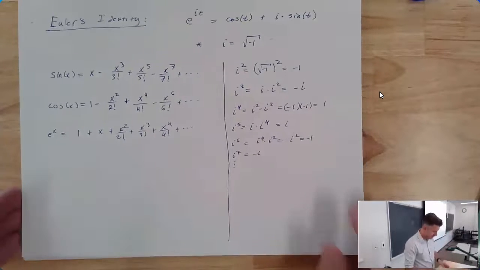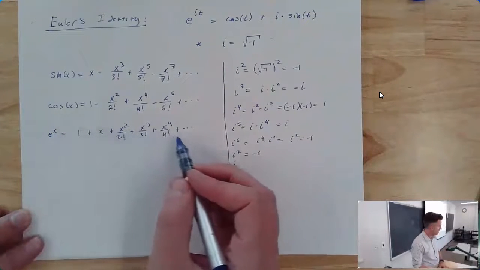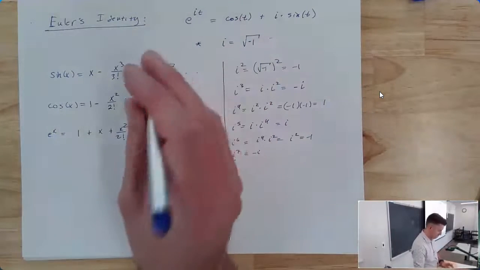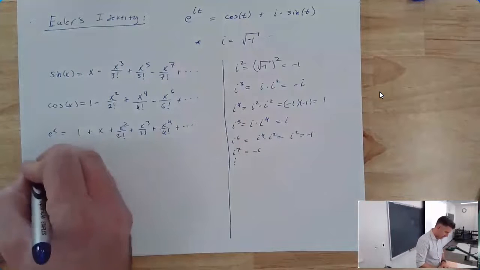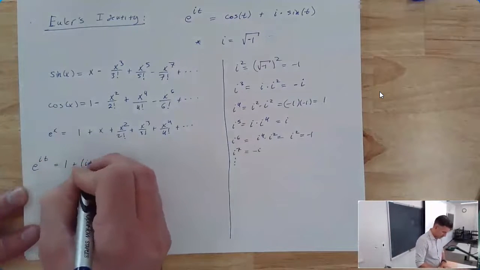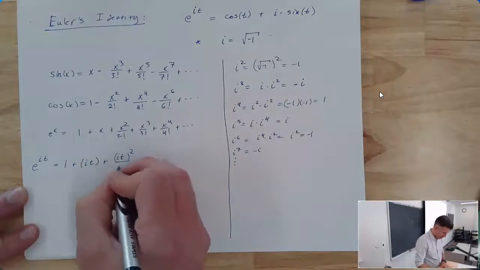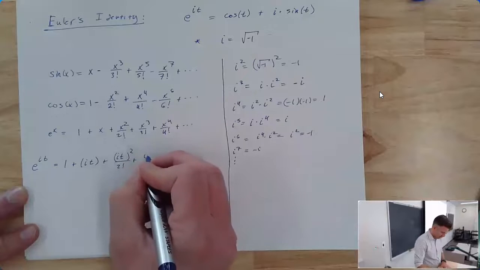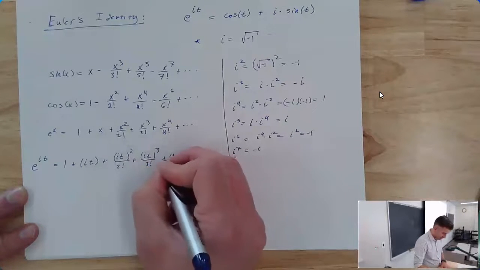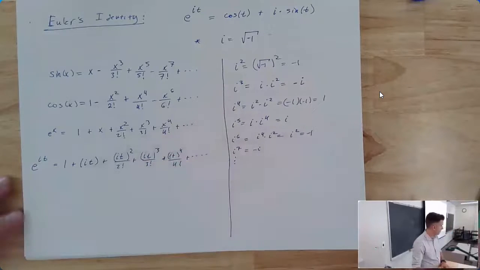We're going to take e to the x, and we're going to replace the x in each of these spots here with I times t. So check this out. E to the I t is going to be 1 plus I t plus (I t) squared over 2 factorial plus (I t) cubed over 3 factorial plus (I t) to the fourth over 4 factorial, and so on and so on.